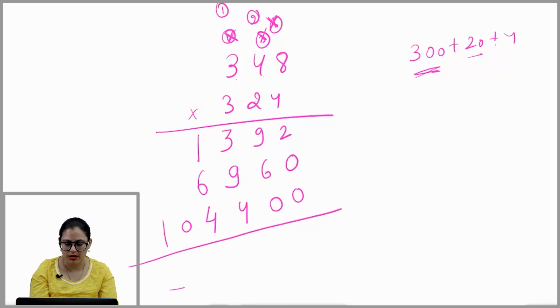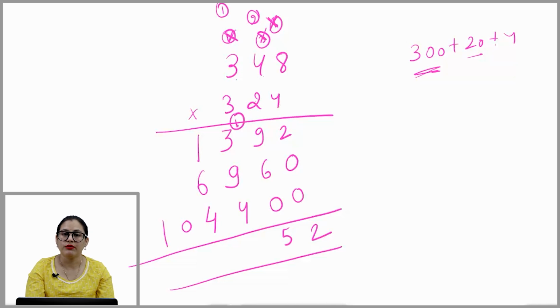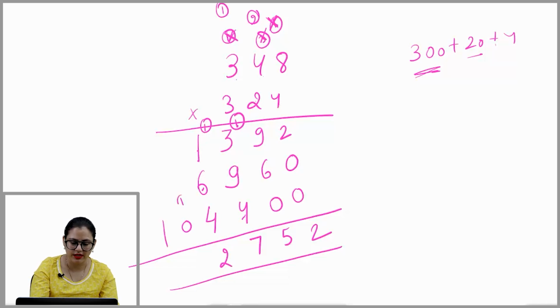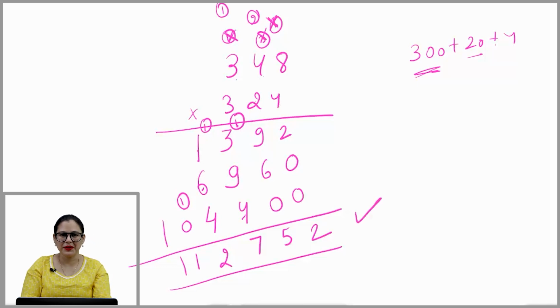Now add them up. 2. 9 plus 6, 15, 1 carry. 3 plus 1, 4, plus 9, 13, plus 4, 17, 1 carry. 1 plus 1, 2 plus 6, 8 plus 2, 10, 1 carry. 1 plus 0, 1. So, this is the product, okay.